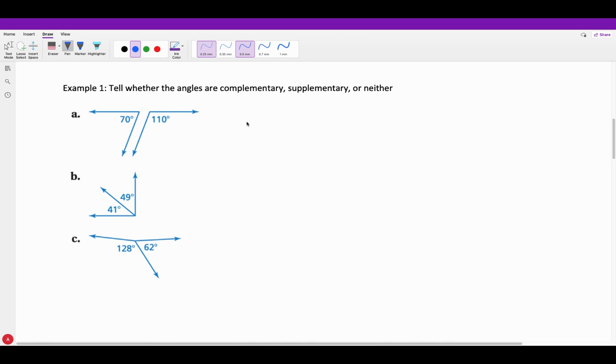So what we need to do, if we want to determine whether these angles are any of these, is add our angle measurements together. So for this one, we would do 70 plus 110. And we know that that's equal to 180. Now, when angles add up to 180 degrees, we know that they are supplementary. So this first one, A, is supplementary.